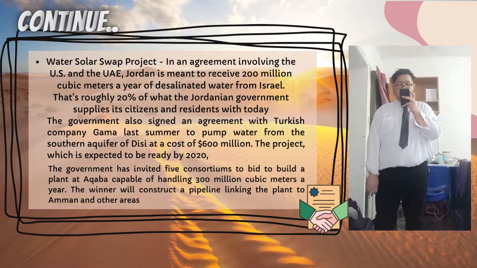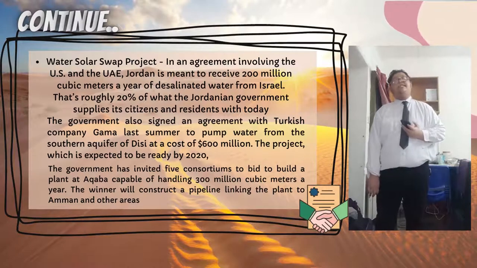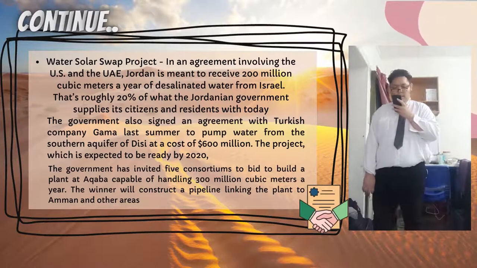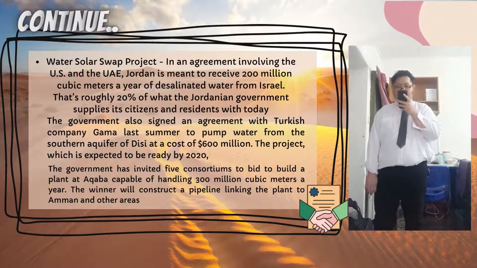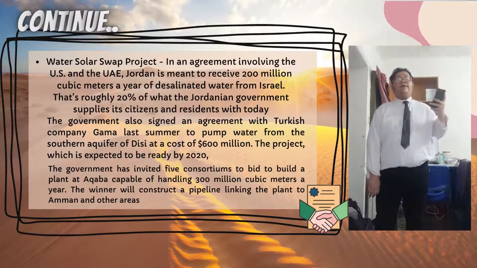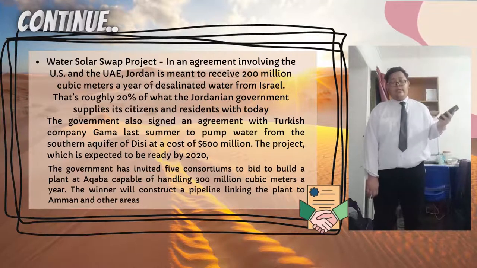Next, the government also signed an agreement with a Turkish company to pump water from the southern aquifer at a cost of $600 million. The project, which is expected to be ready by 2020, that means it's already done. They will pump water from the Dead Sea to the households.